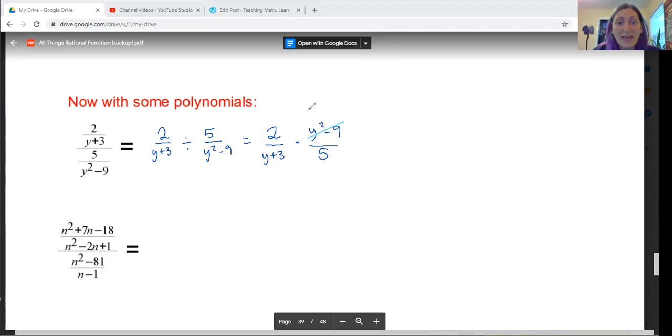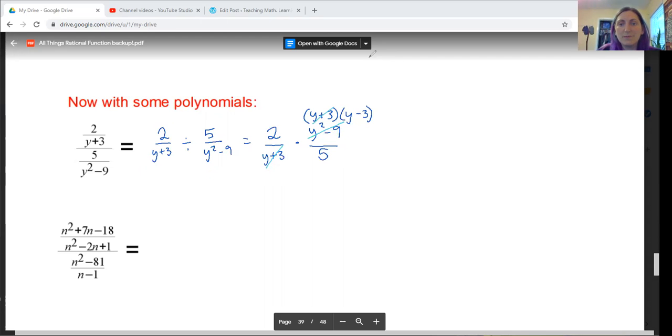This is the same as the square root of the first term plus the square root of the second term, times the square root of the first term minus the square root of the second term: y plus 3, y minus 3, difference of squares. Okay, now look at what we've got here. We've both got a y plus 3, so we can cancel these out.